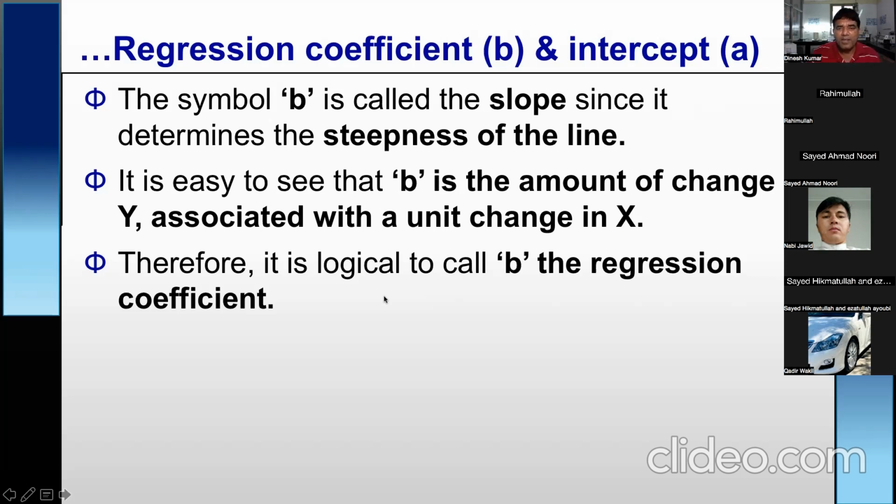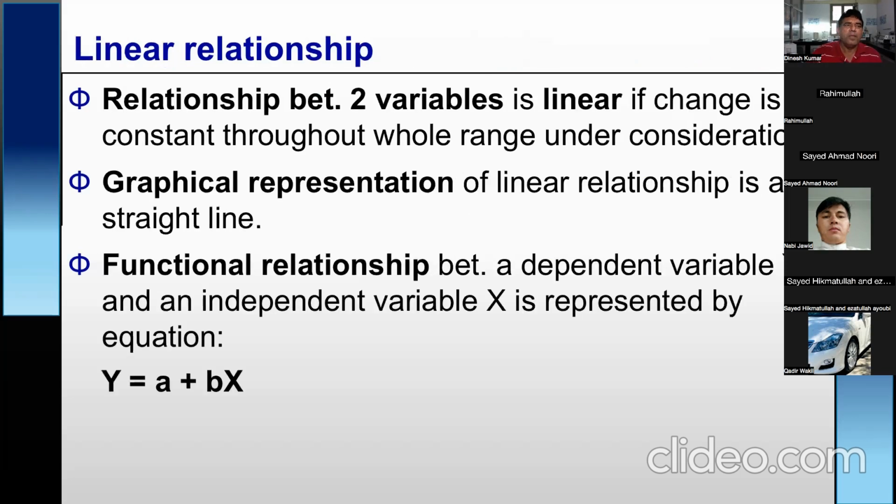If you have a quadratic equation, in a quadratic equation, you will have c also. So b and c will be the regression coefficients. In a cubic equation, b, c, and d will be the regression coefficients. There you will have 3 regression coefficients. In a quadratic equation, you will have 2 regression coefficients.